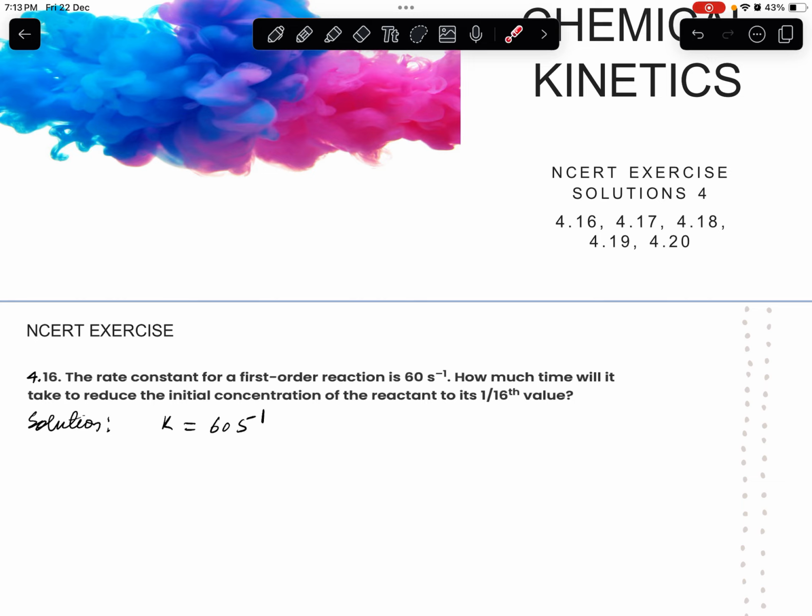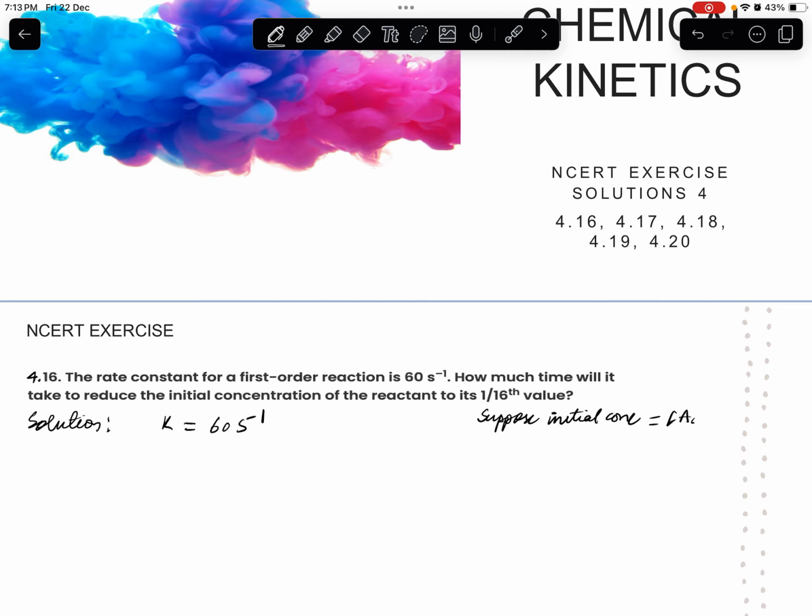What they are asking is, how much time will it take to reduce the initial concentration of reactant to its 1/16th value. So we have to calculate the time taken for a particular change. What is the change? Initially, suppose the initial concentration is taken as A naught.